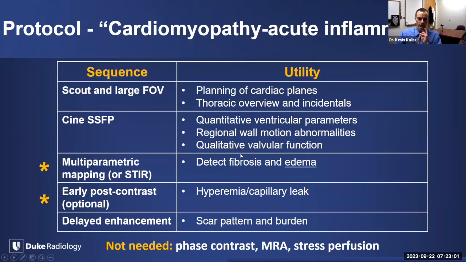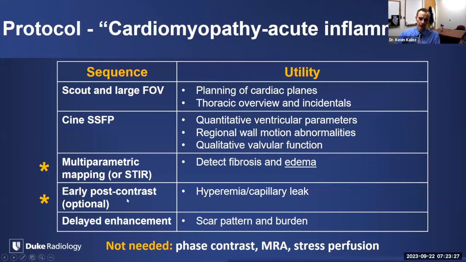So very similar protocols. Really the only thing I would add here, and I would consider mandatory for this one, is multiparametric mapping, especially T2 mapping. Or if you don't have the capability or comfort with multiparametric mapping, what traditionally is done is more qualitative imaging. In this case, I would do some sort of STIR imaging or T2 with fat-sat, dark blood imaging, something to detect edema.